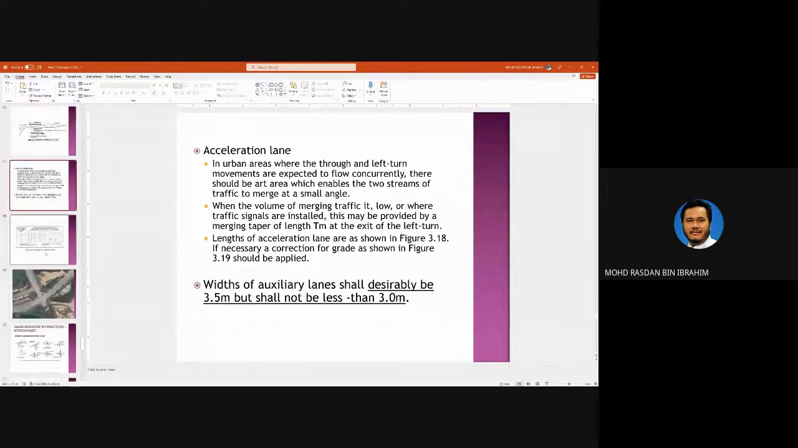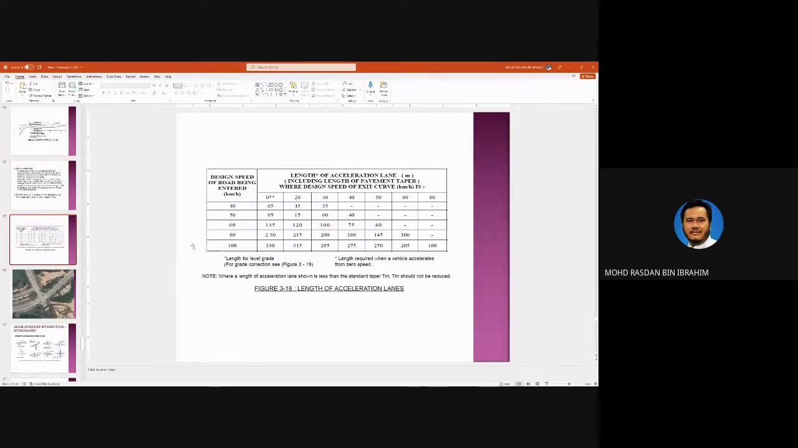And this is the acceleration lane. Same with deceleration lane, but the value normally is longer. So you can see here design speed 80, exit speed let's say 30, so the length is 200 meters. Okay, 200 meters is very long.